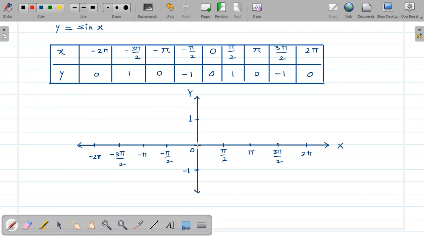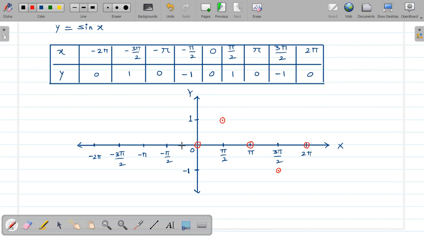So for 0 degrees, sine 0 is 0. So take the point here. Then for pi by 2, we know that sine pi by 2 is 1. So here we will show that point. Then sine pi is 0, so you will get the point here. Then sine 3 pi by 2 is minus 1. So take the point here. Then sine 2 pi is again 0.